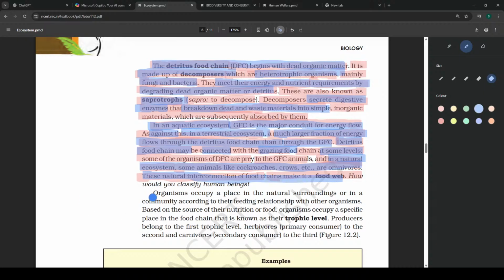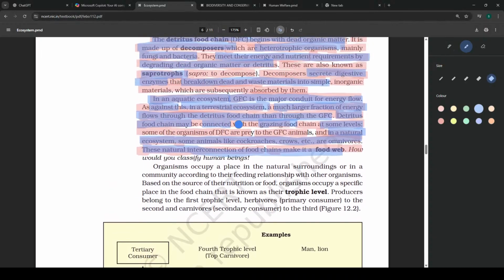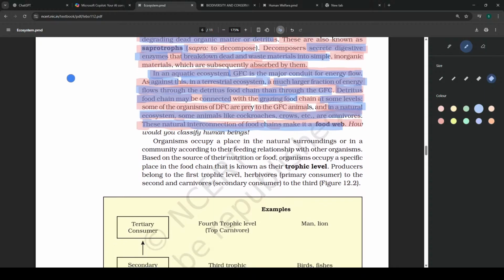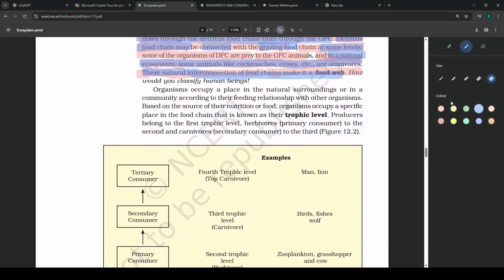How would you classify human beings? We are also omnivores. So technically we intrude in every single food chain. We can pretty much use everything, so we can be a part of all trophic levels.